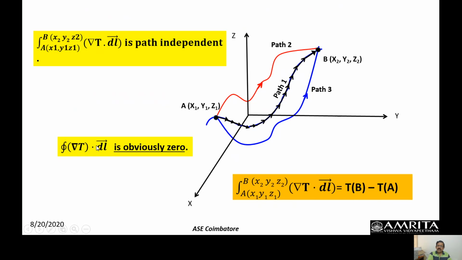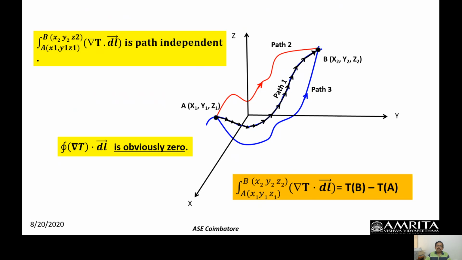So once you have a closed line integral, obviously the right hand side of this equation, the gradient theorem, will become T of A minus T of A, which will be 0. Obviously, the closed line integral of del T dot dl should be 0. So these are the two corollaries.